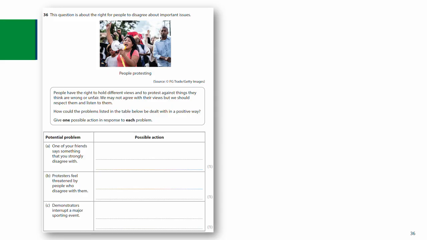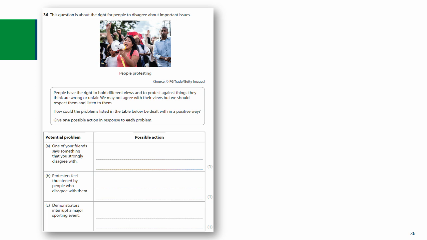The final question we'll look at today is the final question on last summer's exam. Question 36. It's focused on the right for people to disagree about important issues. We have a provocative photograph here of a group of people who clearly feel strongly about something, trying to make their opinions known using a loud hailer.